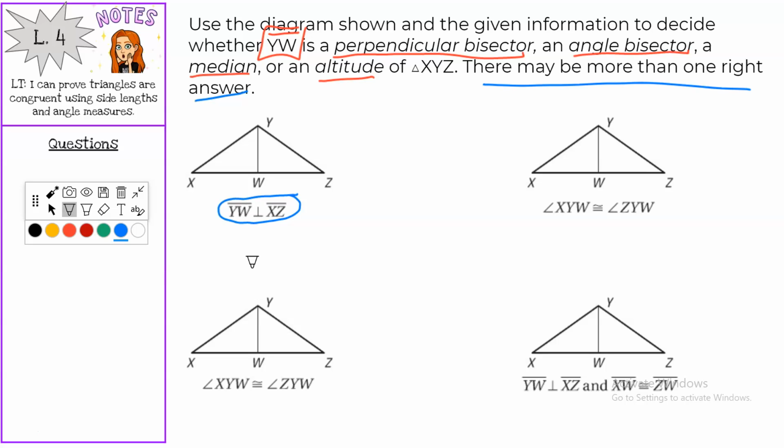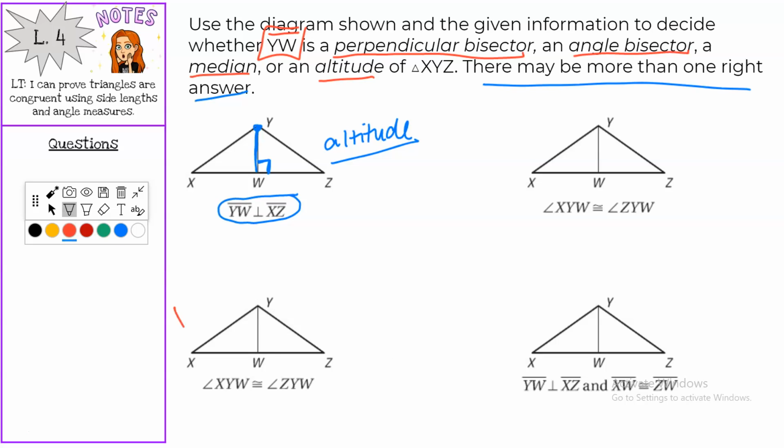So we know that this line is perpendicular. We are given no other information. So we know that it is from a vertex and it is perpendicular. So what we can say is that this is an altitude. We know nothing about the bisector piece, so we can't call it an angle bisector. We don't know anything about the angle measurements. Only thing is that this is 90 degrees, so we don't know that it's bisecting angle XYZ. We don't know that it's a median because we don't know that W is the midpoint. All we know is that it's perpendicular from a vertex, so that makes it an altitude.